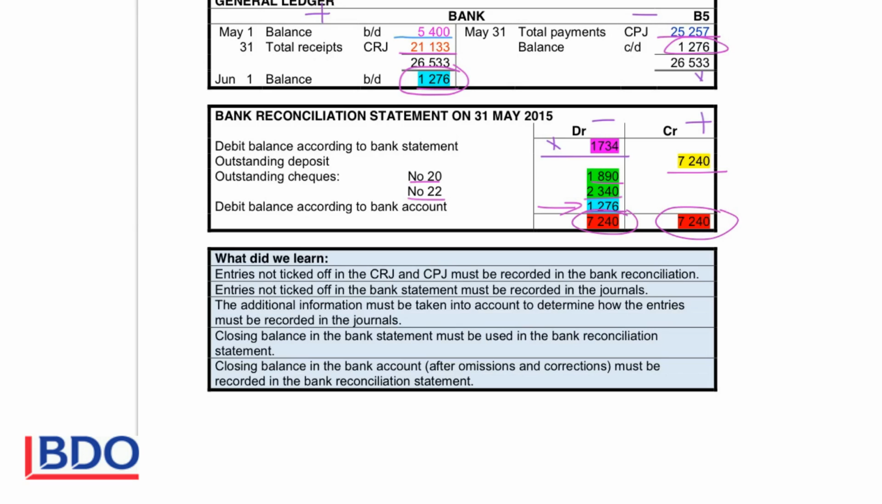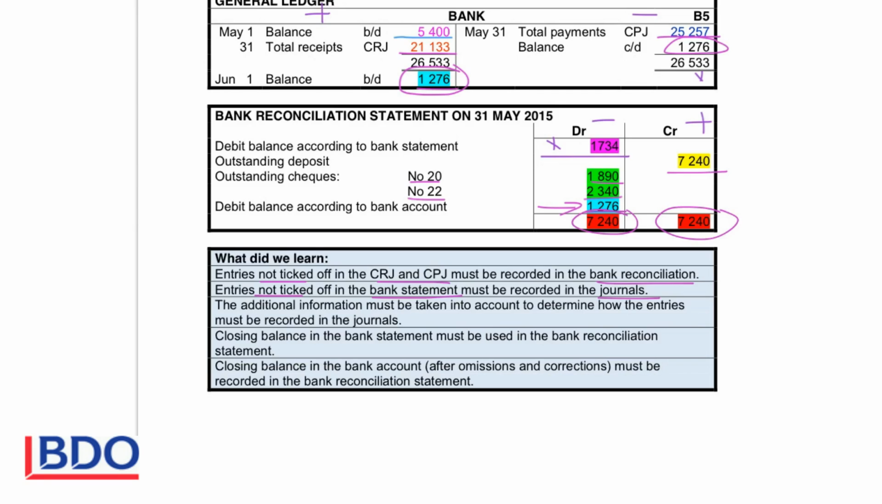What did we learn today? When the cash receipts and cash payments journal and the bank statement is provided, entries must be ticked off to determine which entries appeared in the books of the business and in the books of the bank. Then entries that was not ticked in the journals must be recorded in the bank reconciliation statement. Entries not ticked in the bank statement must be recorded in the journals. Additional information must be taken into account to determine how the entries must be recorded in the journals.